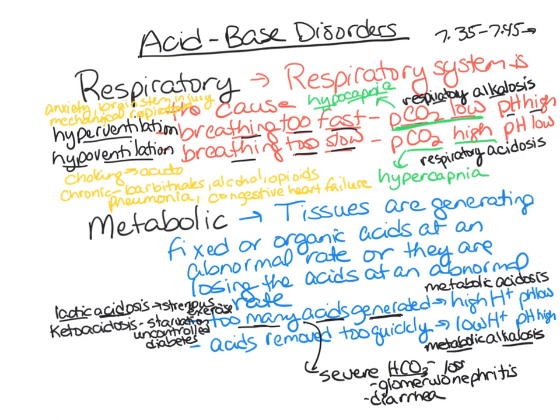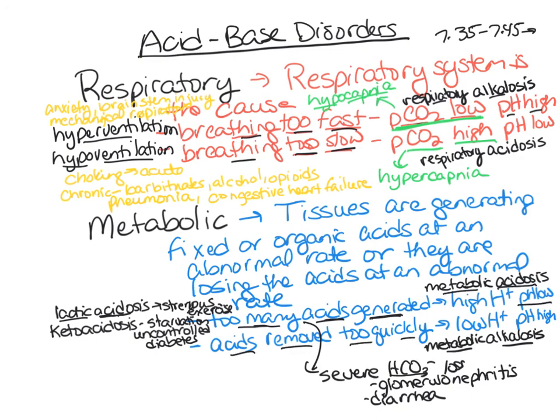So either one of these will cause an acidosis. Either you're producing too many acids or you're losing too many bases, which is bicarbonate. And again, since you have too acidic of plasma, that means that your pH is low and that person has metabolic acidosis.